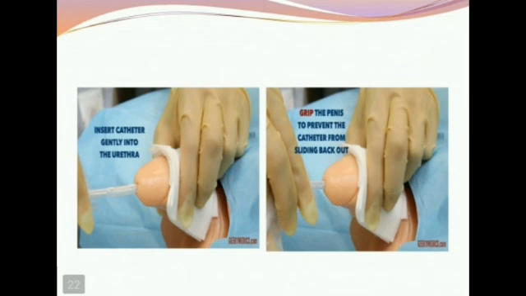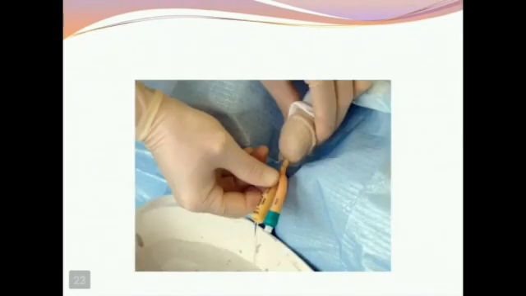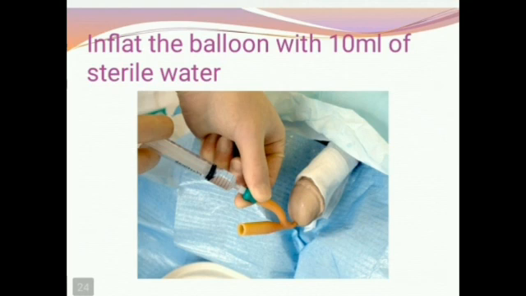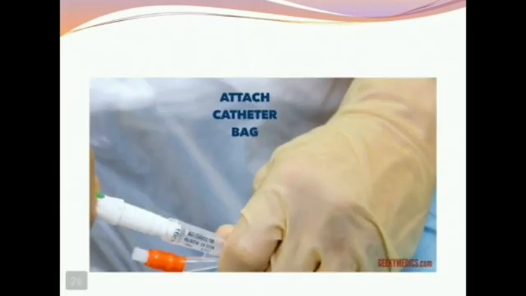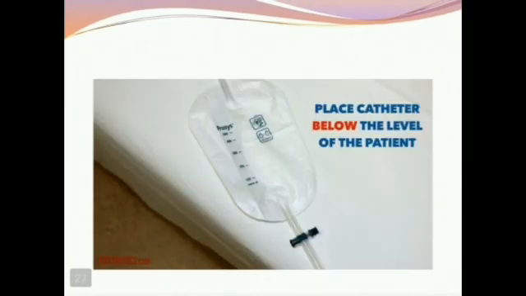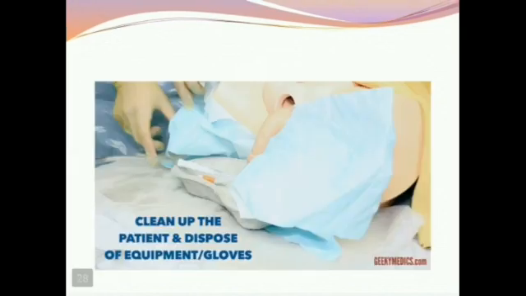Insert the catheter gently. Grip the penis to prevent slipping and check for drainage of urine. Inflate the balloon with 10 ml of sterile water and pull out gently the catheter until resistance is felt. Attach the catheter with urobag or drainage system. Place the urobag below the level of the patient bladder to ensure continuous flow of urine.